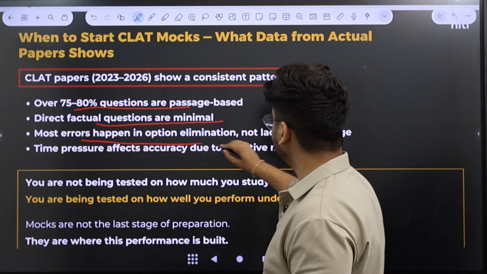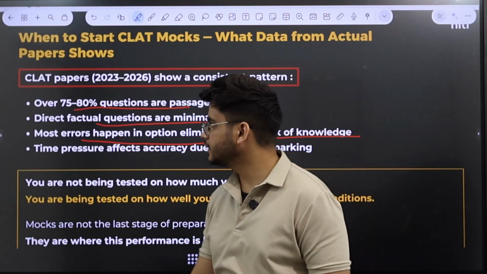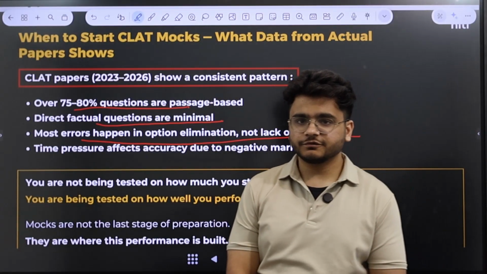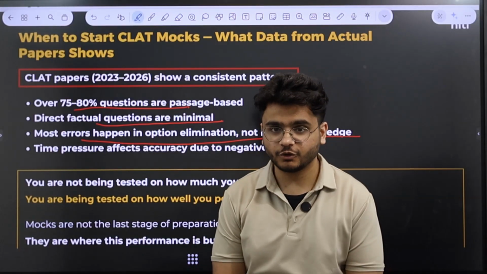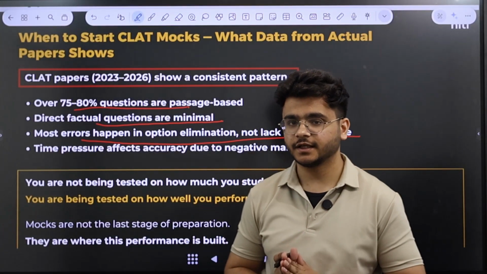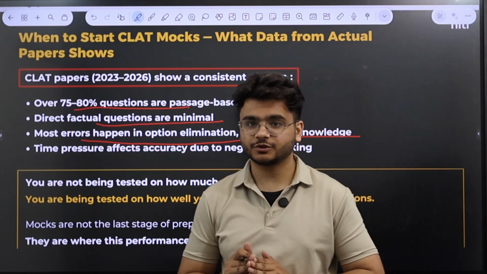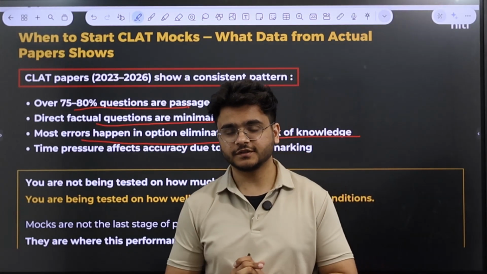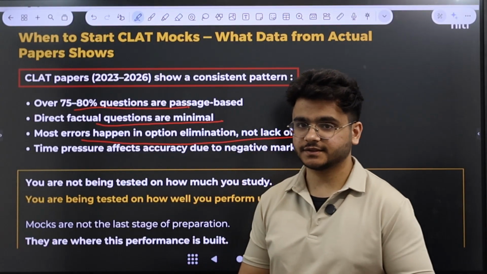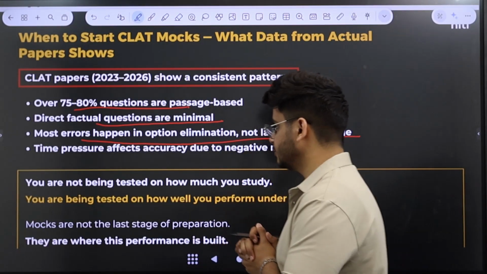Most errors happen in option elimination, not lack of knowledge. Now, most of the students commit this mistake that once they ponder upon a question, they look for the right answer. But that is the wrong way to approach a question. You've got to eliminate at least one to two options first and then go on to the right answer. That is the best way to go upon a question.